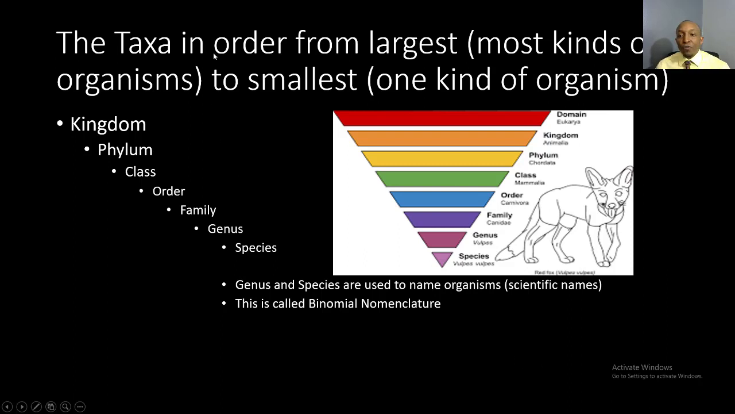The taxa in order from largest, or the most kinds of organisms, to the smallest, one kind of organism, are stated to the side right here. So we start off with kingdom, we go down to phylum, then class, order, family, genus, and then species. Notice that it gets more specific the further we go down. The genus and species are used to name organisms and give their scientific names, and this is called binomial nomenclature, like we mentioned in the previous slide.